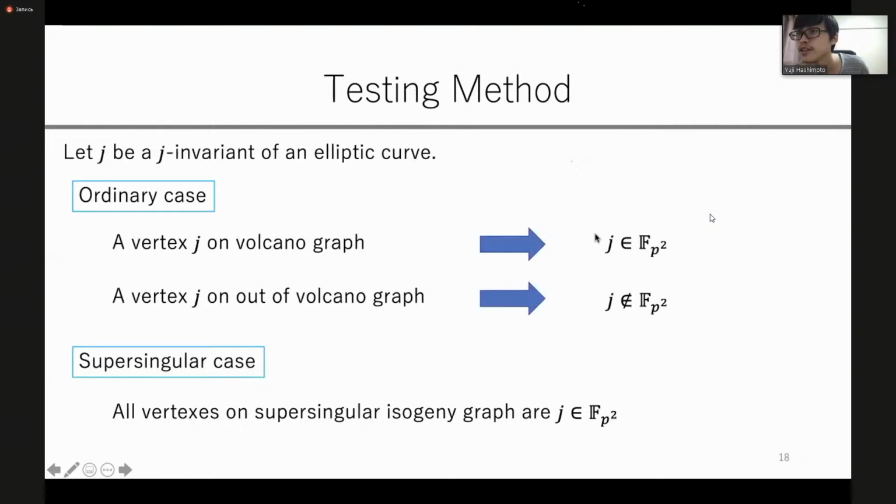Okay. I explain the testing method. Let j be the j-invariant of an elliptic curve. In the ordinary case, if a vertex j is on the volcano graph, j is in Fp squared, and if a vertex j is out of the volcano graph, j is not in Fp squared. On the other hand, in the supersingular case, all vertices on the supersingular isogeny graph are in Fp squared.